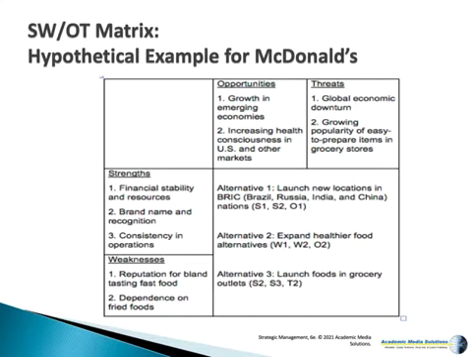And then you have alternative number 3, launch foods in grocery outlets. Here you're leveraging 2 strengths, number 2 and 3, the brand name and recognition and the consistency in operations, with the second threat, the growing popularity of easy-to-prepare items in grocery stores. So the idea here is to launch foods in grocery outlets. Now, you might look through this and say, well, McDonald's perhaps already has some items in grocery outlets. I'm not aware of those, but you do see some other fast food restaurants like Taco Bell with sauces and some other things.